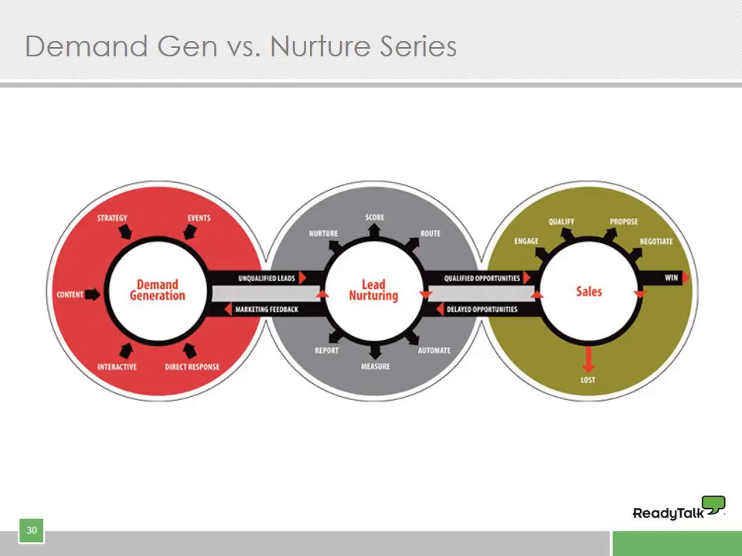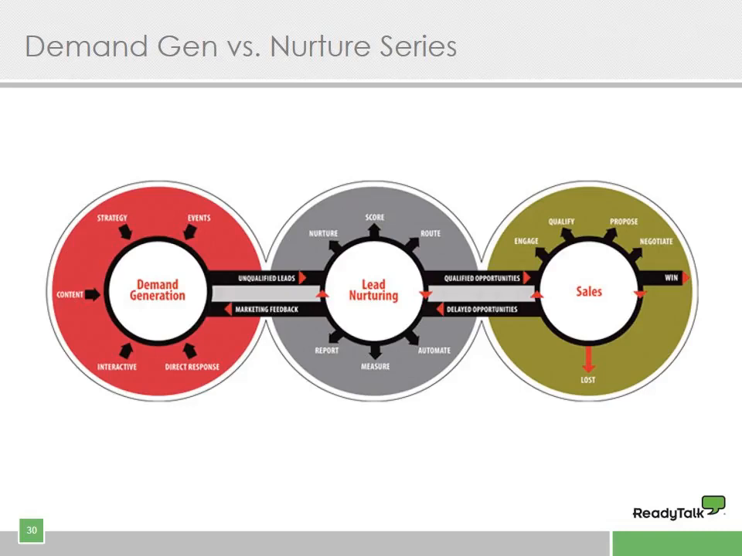Demand gen versus a nurturing series. Demand gen really, as we see here in this picture, is much higher in the prospecting funnel versus a nurturing series. Sorry, I'm talking about this from a recorded webinar standpoint, but this might seem apparent, like obviously demand gen is probably a little bit different from a nurturing series, but it's worth touching on.